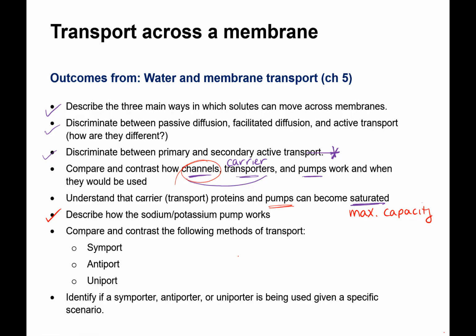Okay, compare and contrast. So we talked about symport, antiport, and uniport. And then I gave you some examples of how you could look at an image and identify if it was a symporter, an antiporter, or a uniporter, or I could give you a description and you could draw it. All right, I hope that helps you with transport across a membrane.